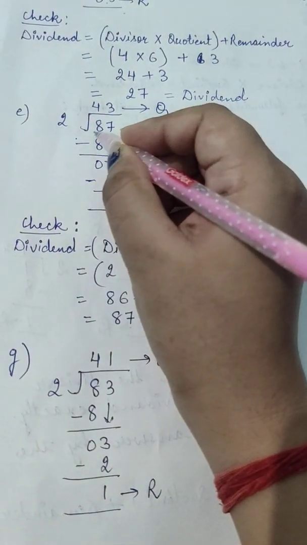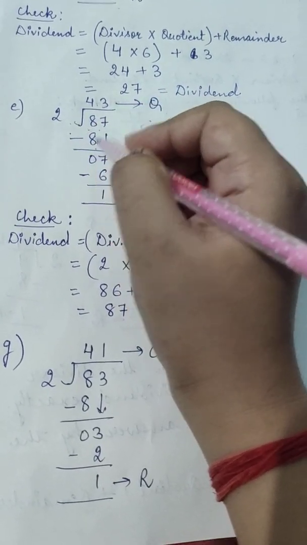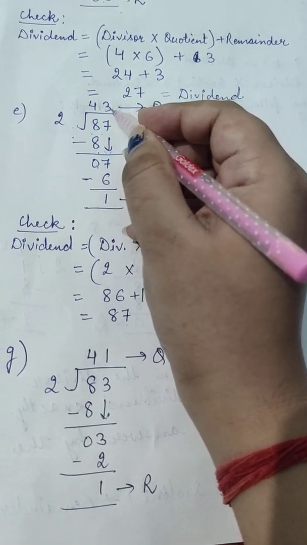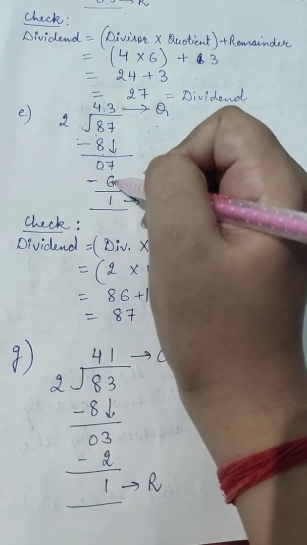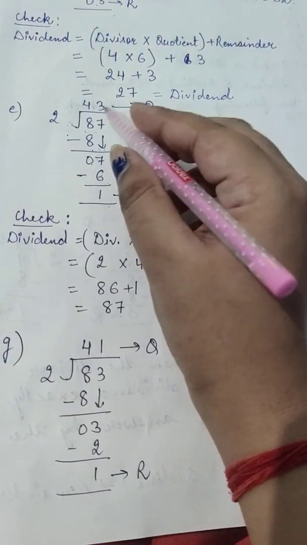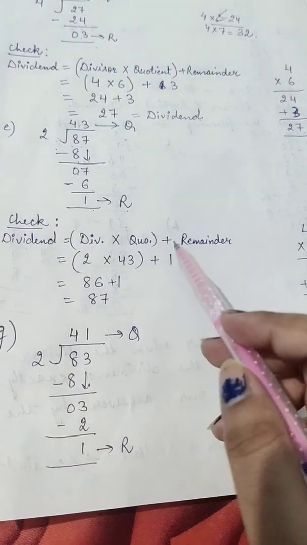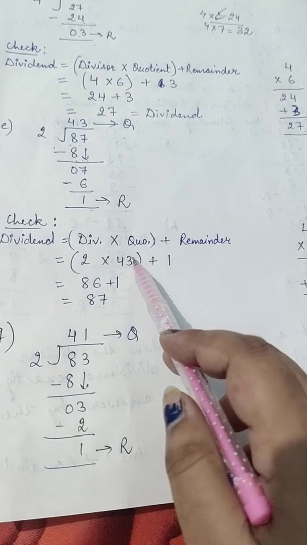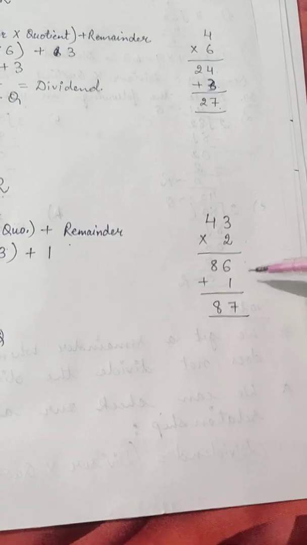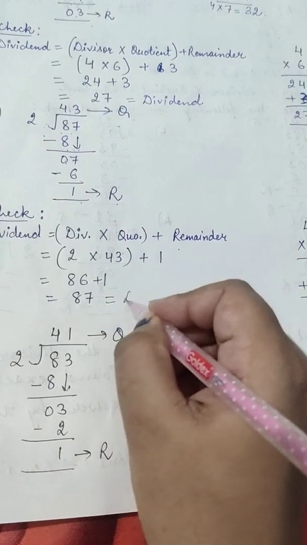Next we are having E part, 87 divided by 2. First of all, we have to take the first number, that is 8. 2 4s are 8, and after subtracting we got 0. Then we have to take the other number, that is 2 3s are 6, and 7 minus 6 is 1. So the remainder is 1 and the quotient is 43. Then we have to check by using the relation. For checking we will multiply divisor and quotient and add the remainder. After multiplying we got 86 and remainder is 1. So we got 87, which is equal to our dividend.